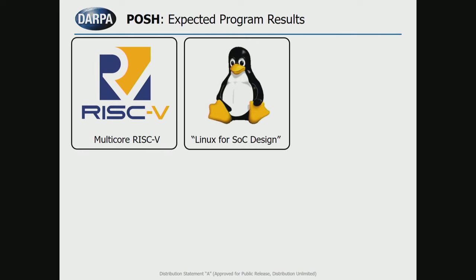We also need things around a RISC core. All the building blocks, things like memory controllers, Ethernet controllers, USB, and so forth. So we're creating that ecosystem as well.